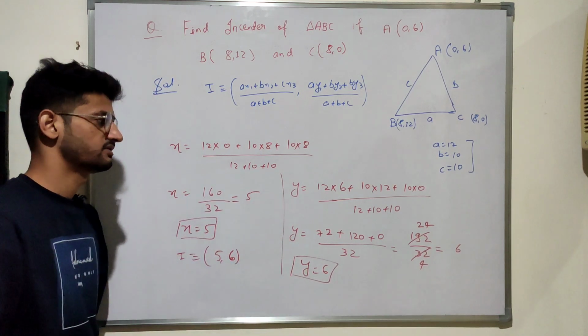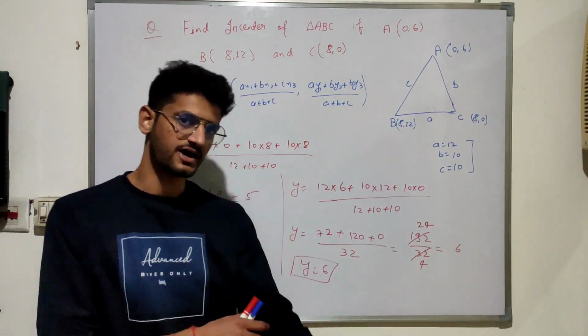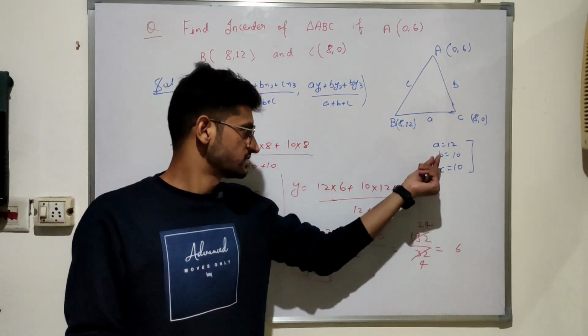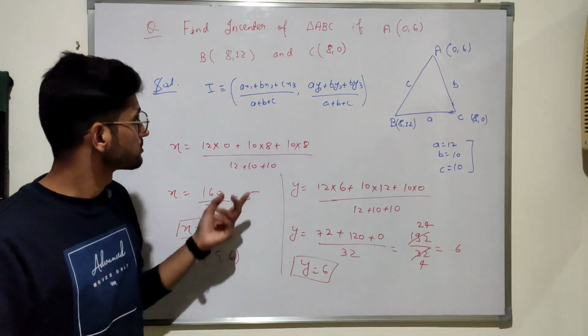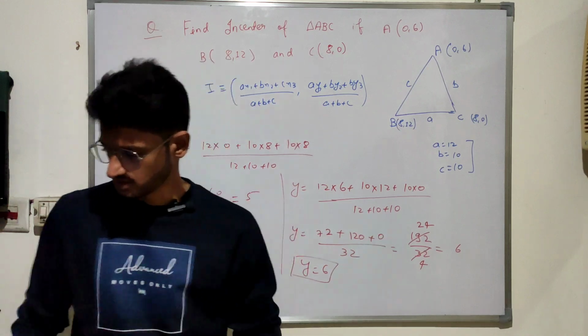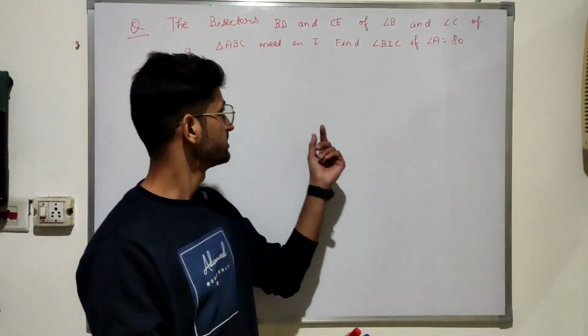The very basic problem: we know the three coordinates of triangle ABC, and we have been asked to find the coordinates of the incenter. So easily we have calculated the distances A, B and C and applied the formula here, and we got the coordinates of the incenter as 5, 6. So this is one of the basic problems for the incenter. Now we have another problem here.